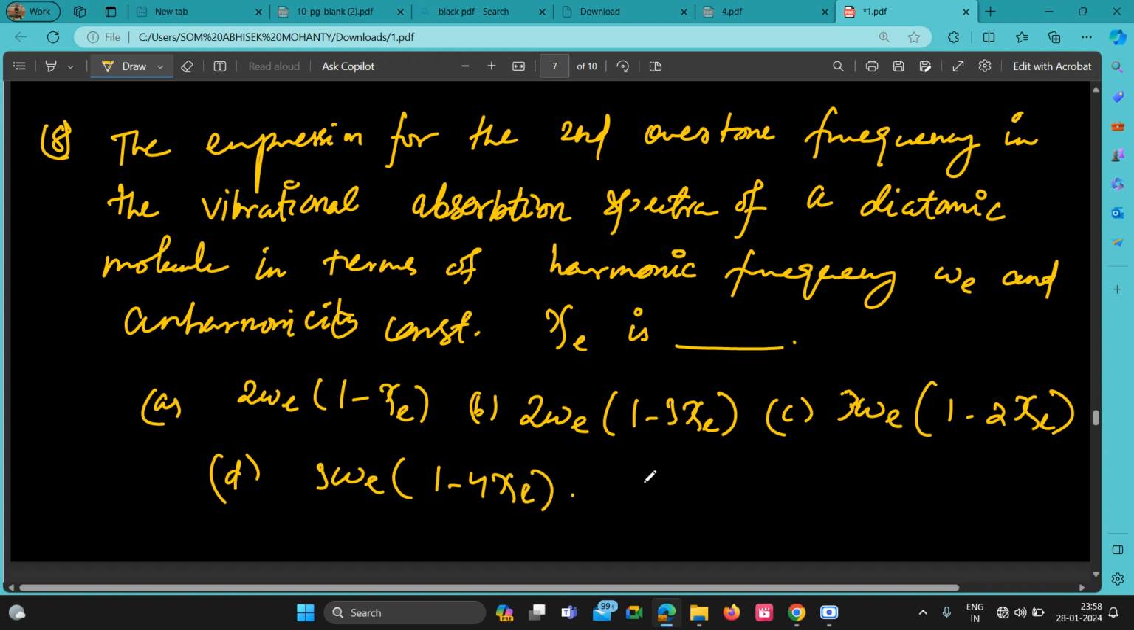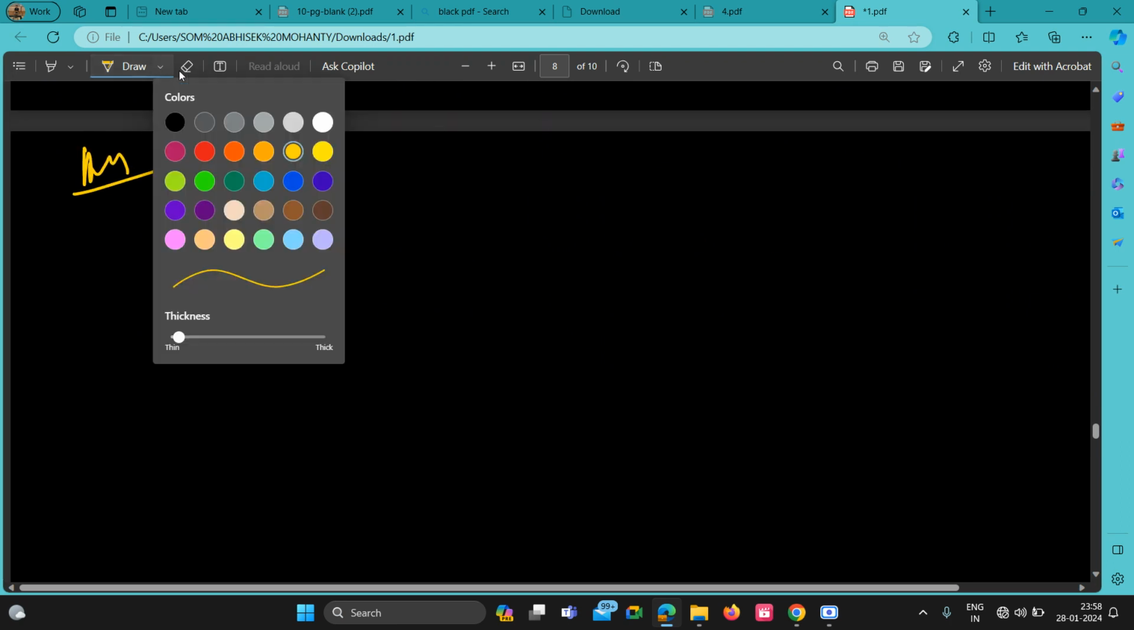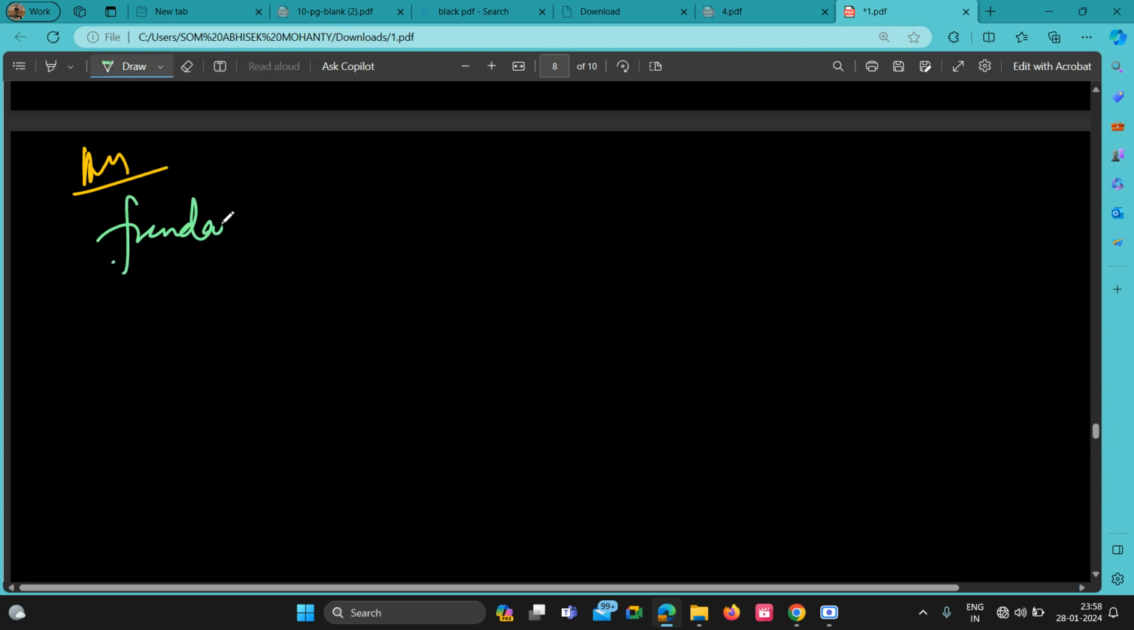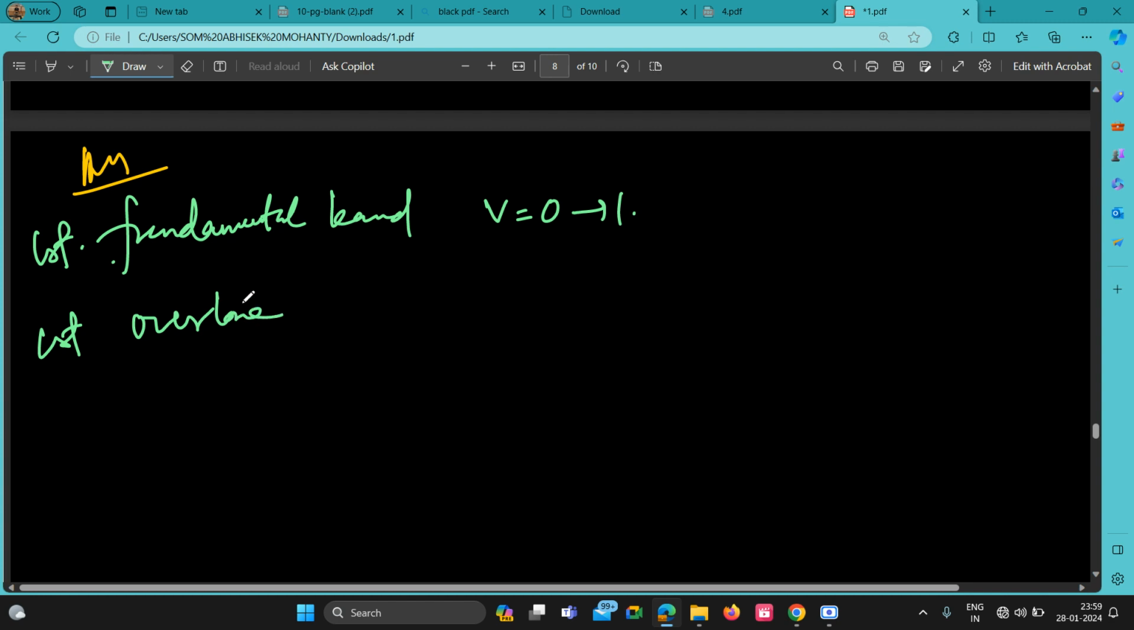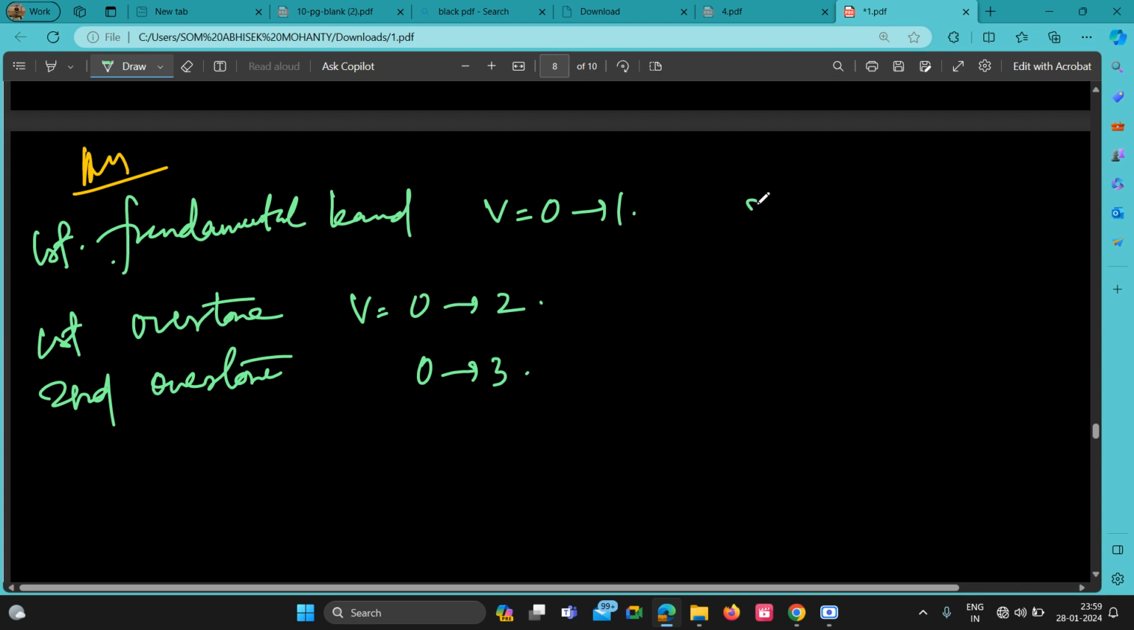The expression for the second overtone frequency in the vibrational absorption spectrum of a diatomic molecule in terms of harmonic frequency omega e and anharmonicity constant. So, if I just revise this topic a bit, see, fundamental band is what? One having v equal to 0 to 1. That is the first fundamental band. First overtone is where v is equal to 0 to 2. Second overtone is 0 to 3. Second fundamental is 1 to 2. This is also called a hot band.